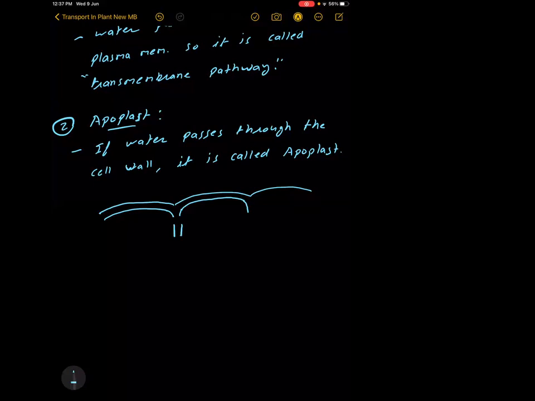If you are comparing both symplast and apoplast, generally apoplast is more efficient and faster than symplast, because symplast has to cross the complete material which is present in the protoplasm. This is a thick granular material. But in apoplast there is no restriction, only the cell wall is there. So apoplast is easy, so it becomes faster.